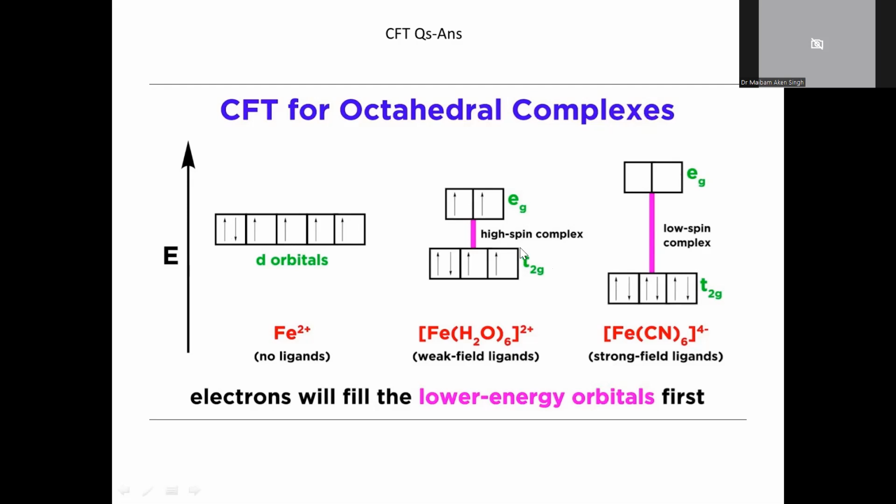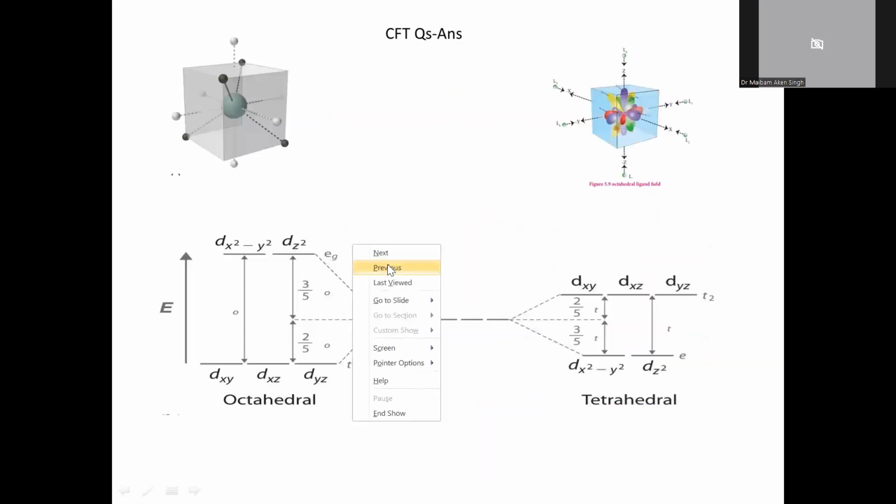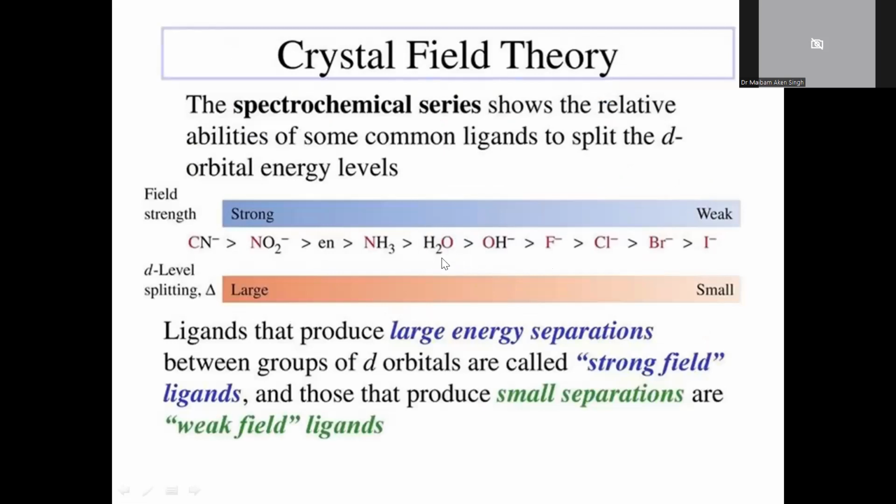Then there is the high spin complex and the low spin complex. How is this series and this water and CN different in the spectrochemical series? Just go back to the series. This one is water and CN is here, which means CN is a stronger ligand than water. That is why, in the CN ligand, the gap between the doubly degenerate and the triply degenerate orbitals is large, meaning a large separation compared to water.